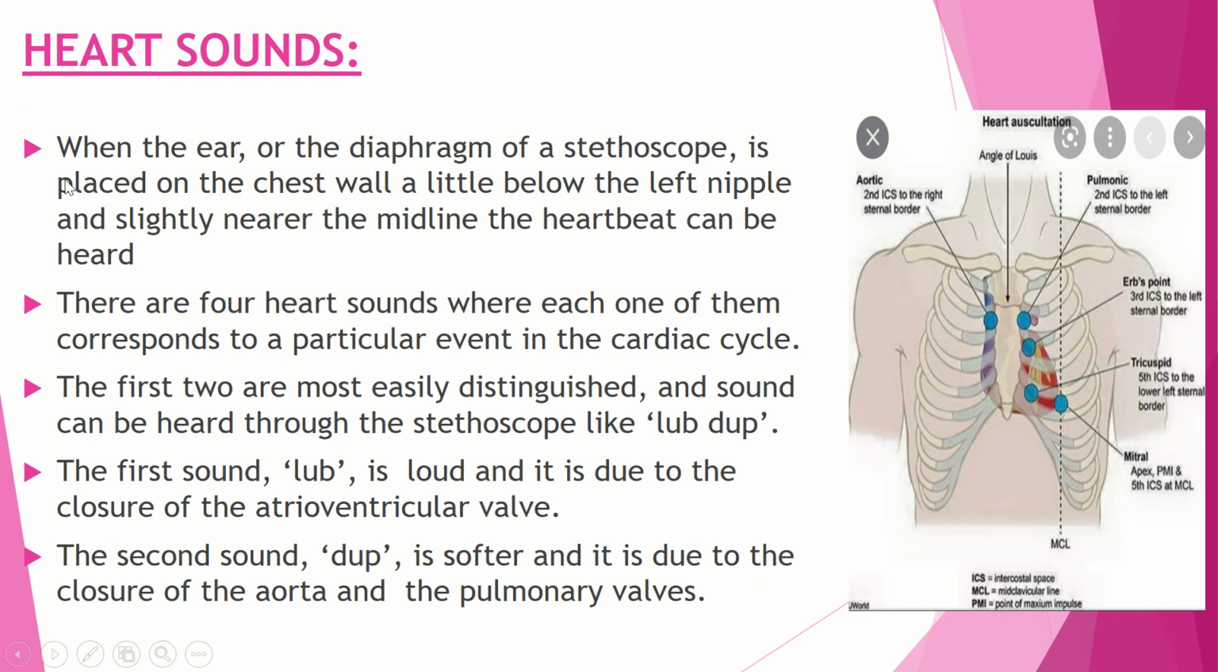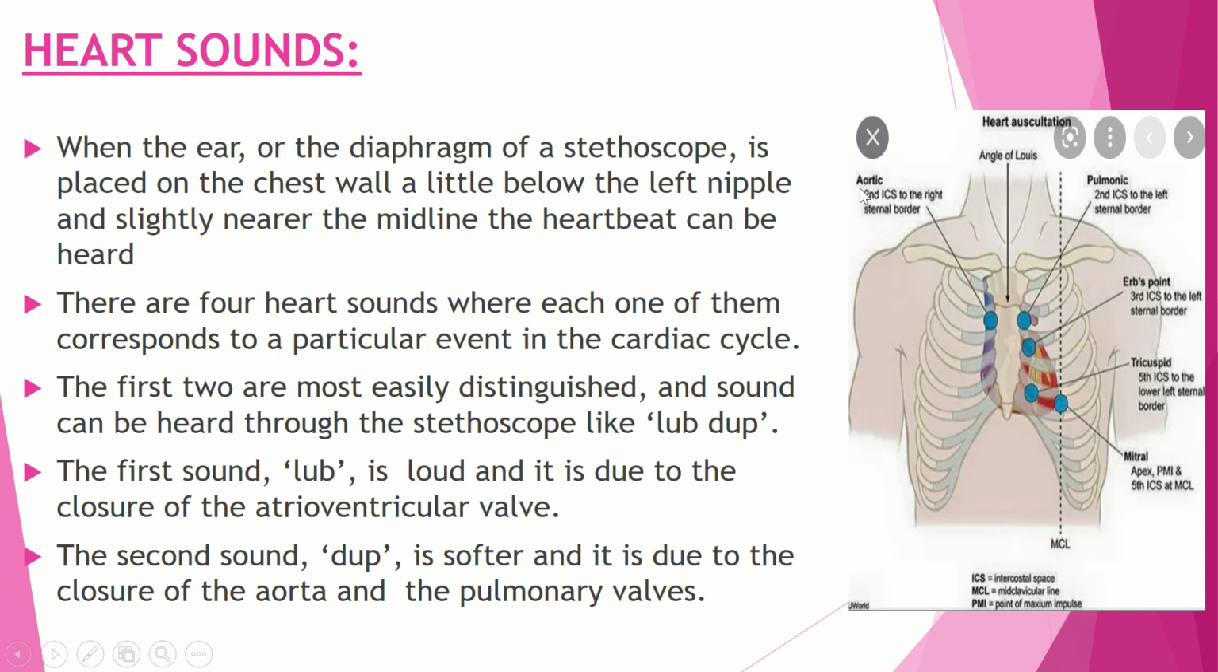So heart sounds: when the earpiece or the diaphragm of the stethoscope is placed on the chest wall a little below the left nipple, slightly nearer to the midline, the heartbeat can be heard. Okay, so the place where we can feel the heartbeat, here you can see, is the MCL, the mid clavicular line. So this is the clavicle bone and this is the mid clavicular line. If you draw a straight line from the nipple, that is the mid clavicular line. And there, on the left side nearer to the midline, you can feel the heartbeat.